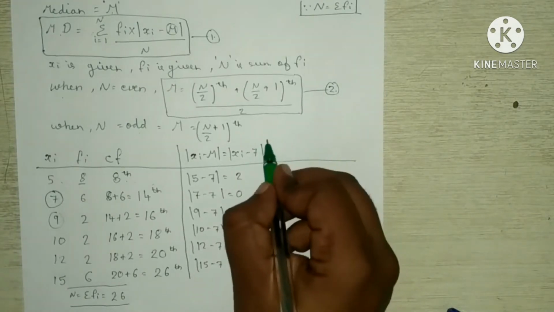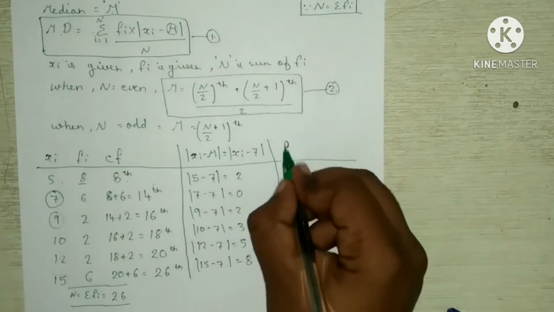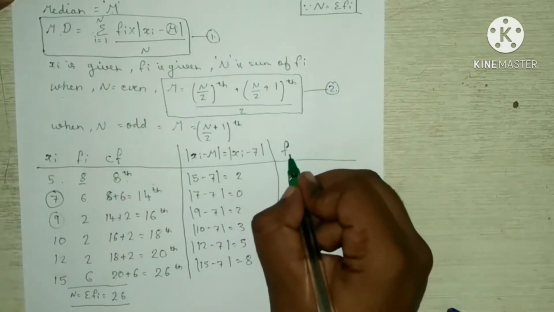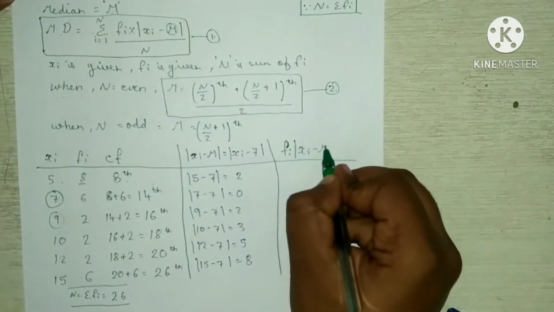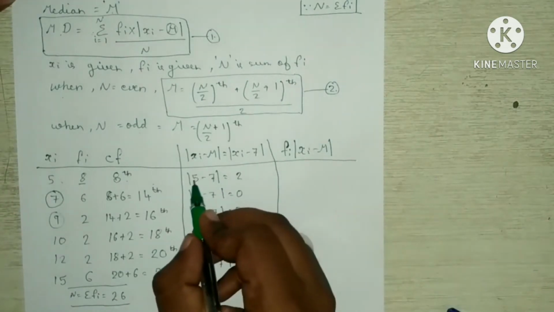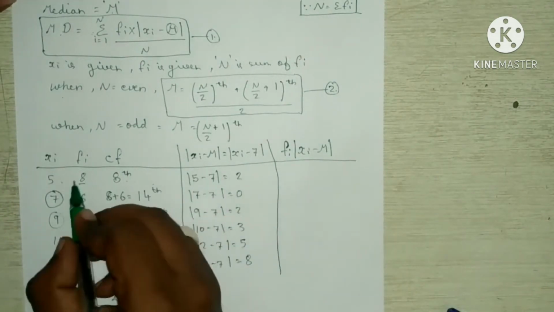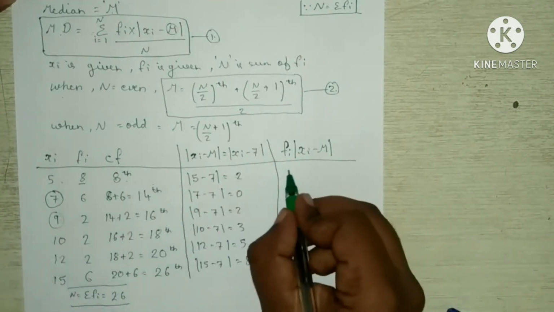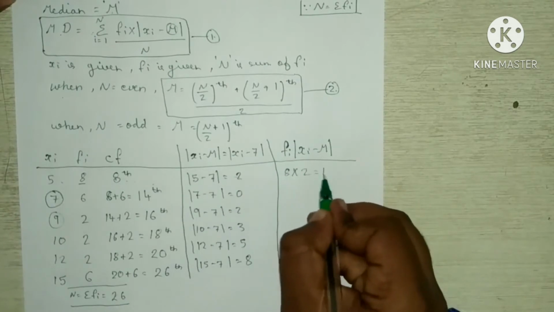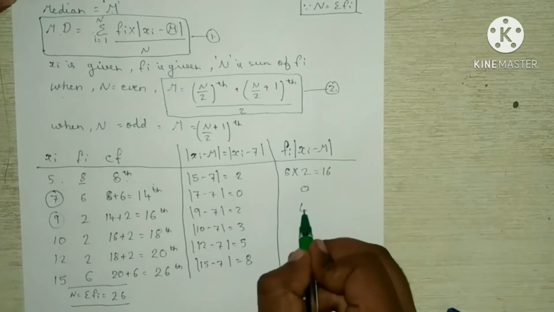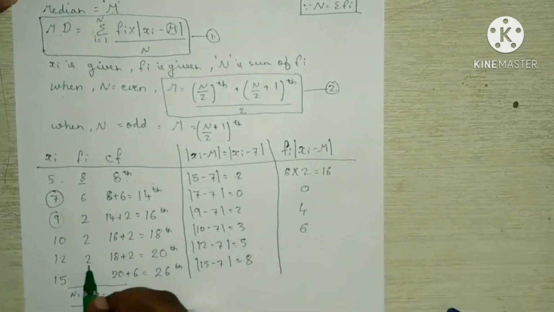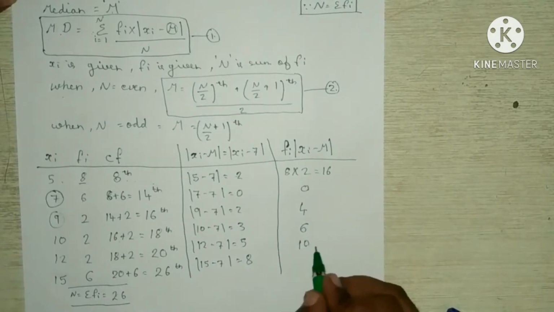Okay, next we are going with fi into modulus xi minus M. xi minus M is nothing but these values. Multiply fi with both. 8 into 2 is 16. 6 into 0 is 0. 2 into 2 is 4. 2 into 3 is 6. 2 into 5 is 10. 6 into 8 is 48.